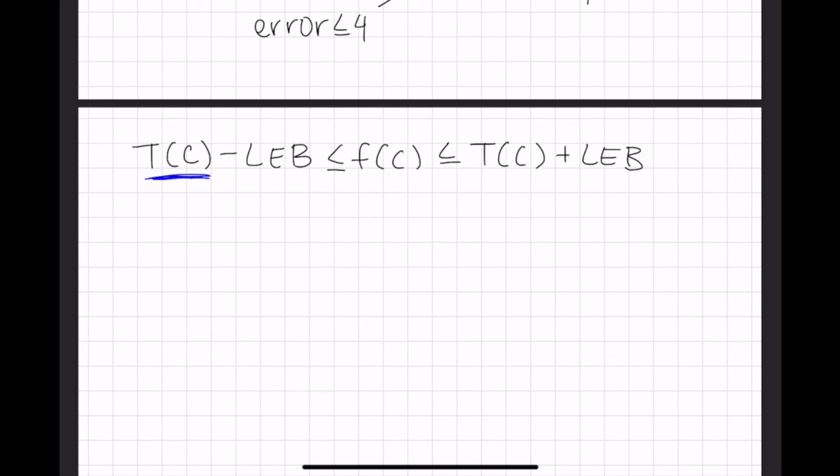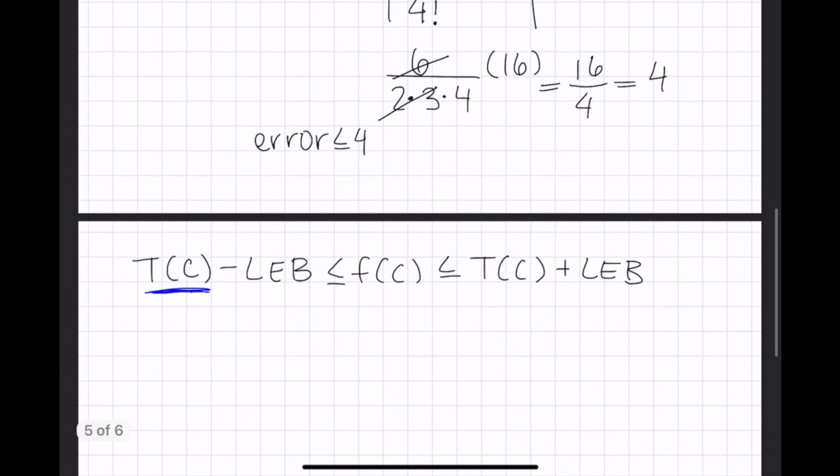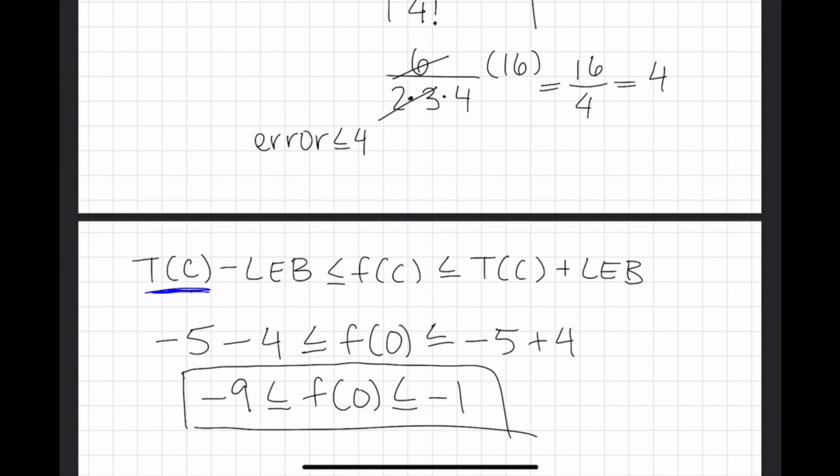This over here is basically whatever the Taylor polynomial approximation was, which we found in part C to be -5. This interval tells us that f of 0 has to be negative even though we don't exactly know what f of 0 is. That's it for this video.